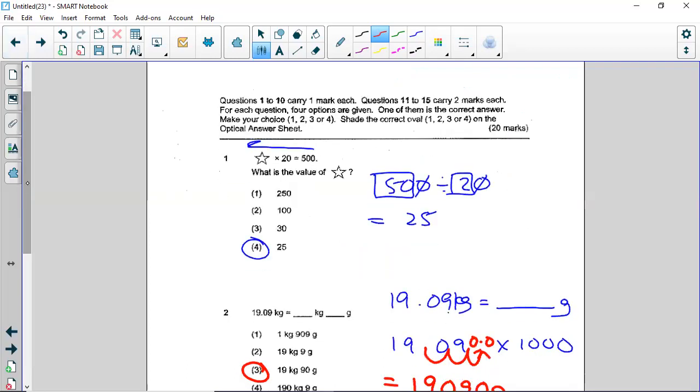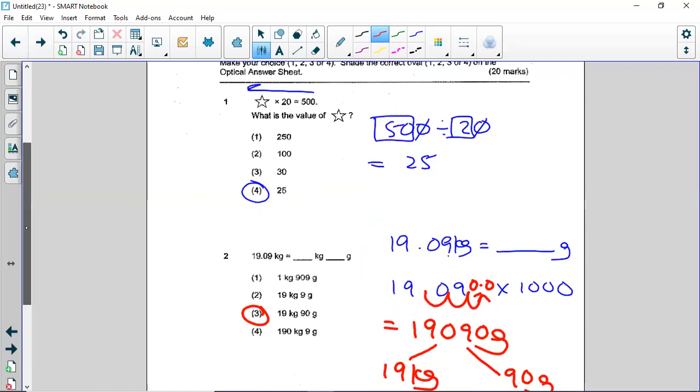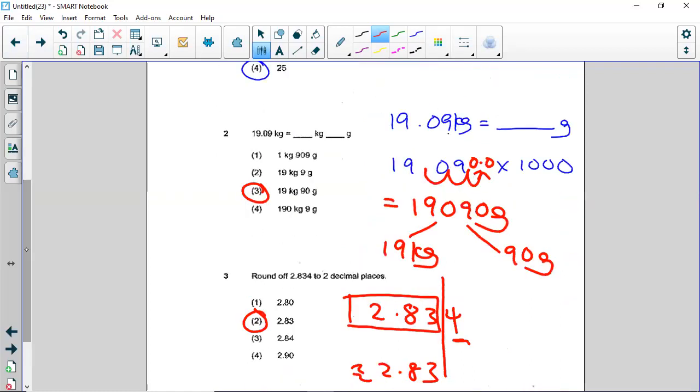Question 1, the answer is 4. Question 2, answer is 3. And then question 3, your answer is 2. Right, so let's move on to the next one. Okay, question number 4.